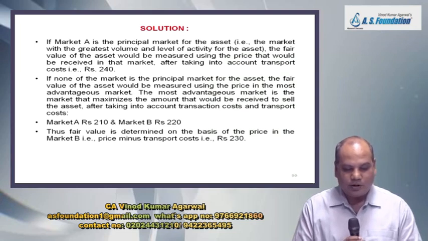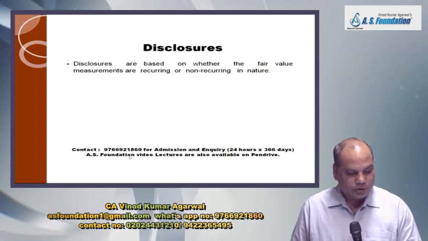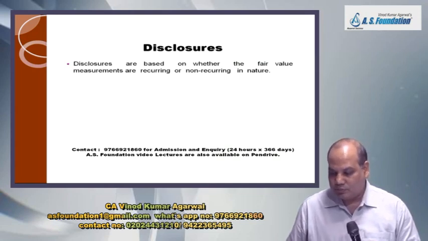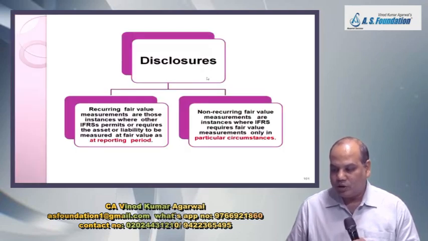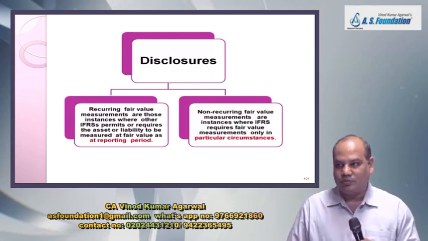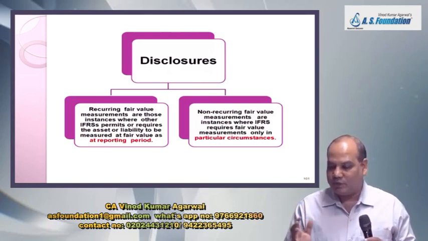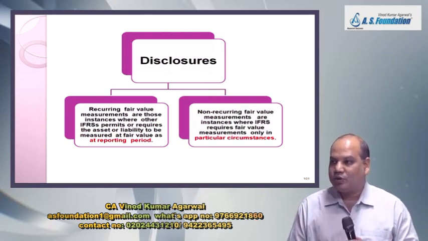Now the last part, disclosures. So since it is a fair value measurement standard, there is a long list of disclosures. Disclosures are based on whether the fair value measurements are recurring or non-recurring in nature. Recurring means you have to do the fair valuation periodically. And non-recurring means only on a specific occasion you have to do the fair valuation.